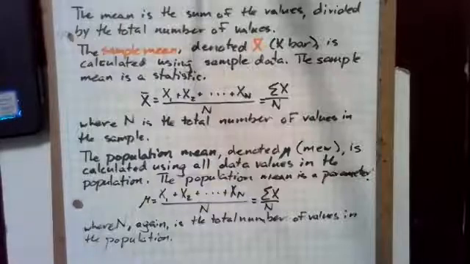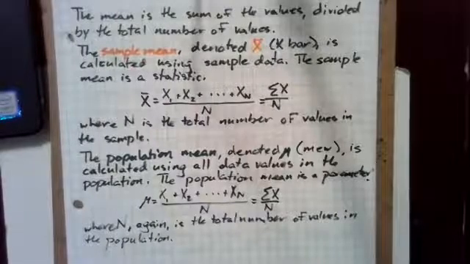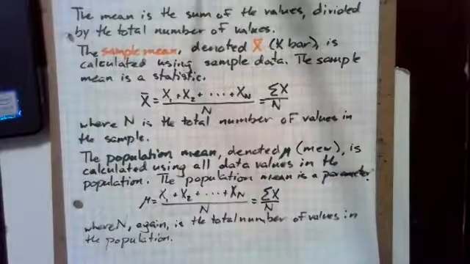The population mean, denoted mu, is another Greek letter, and is calculated using all data values in the population. The population mean is a parameter. Mu is equal to x1 plus x2 and so on up to xn divided by n. So that is again sigma x divided by n, where n is the total number of values in the population. So these are calculated exactly the same way. The only difference is that one is a statistic and the other is a parameter.